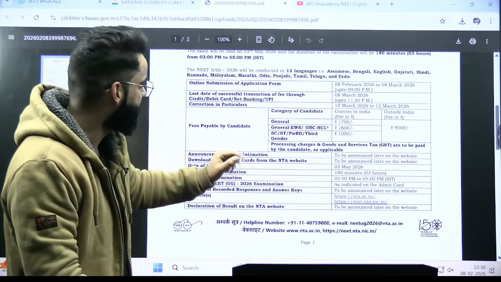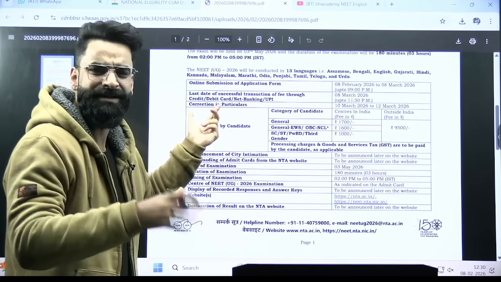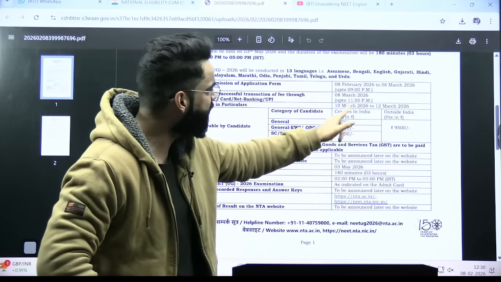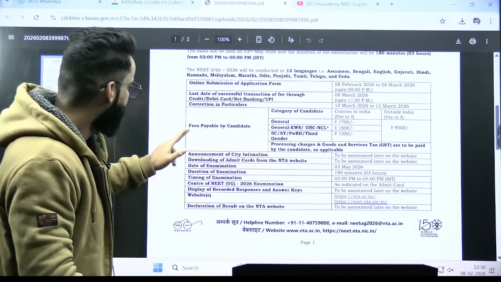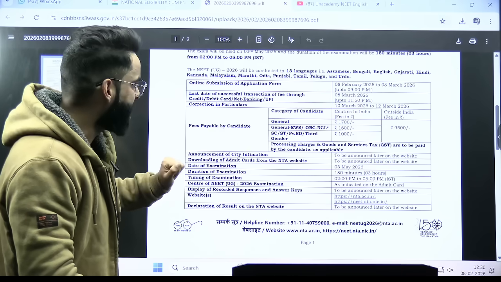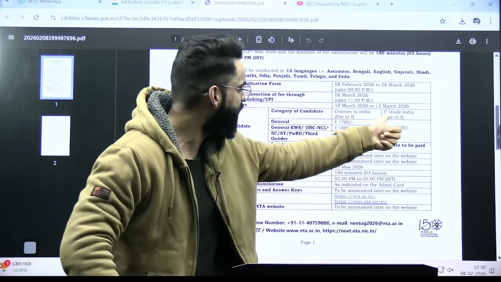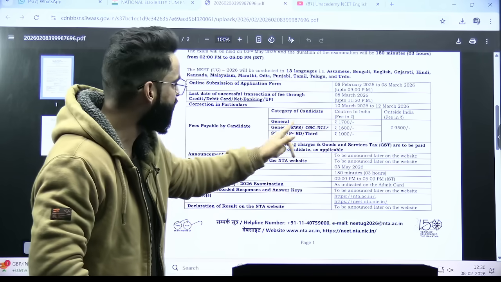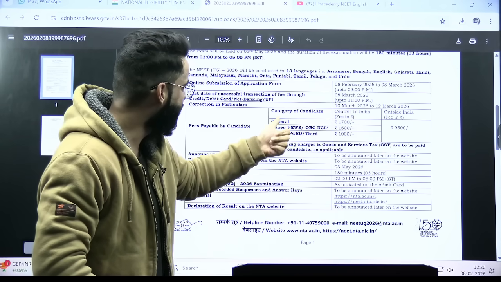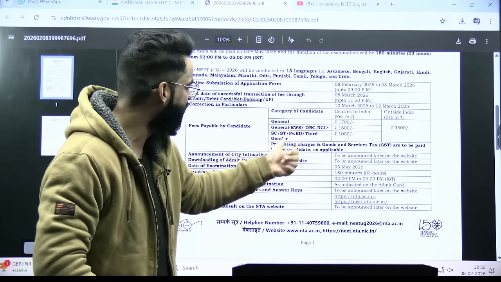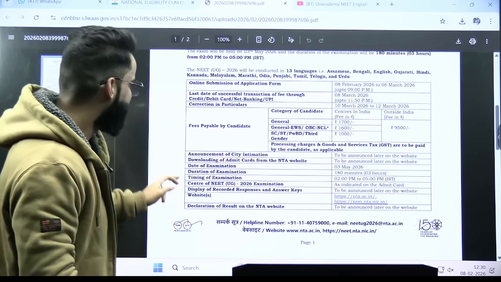Correction in particulars. If there are any corrections in the application form, you can do that from 10th March to 12th March, right? Fees payable by candidate. Category of candidate, centers in India, outside India. This is mentioned here. General category 1700 rupees. General EWS category, OBC NCL 1600. SC, ST, PWD, third gender, it is 1000 rupees, right?